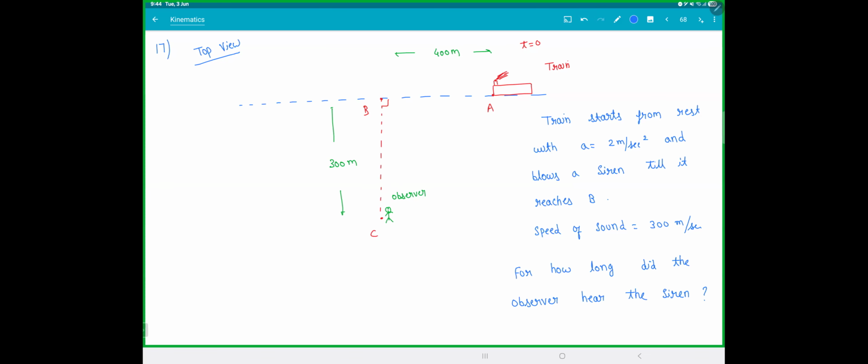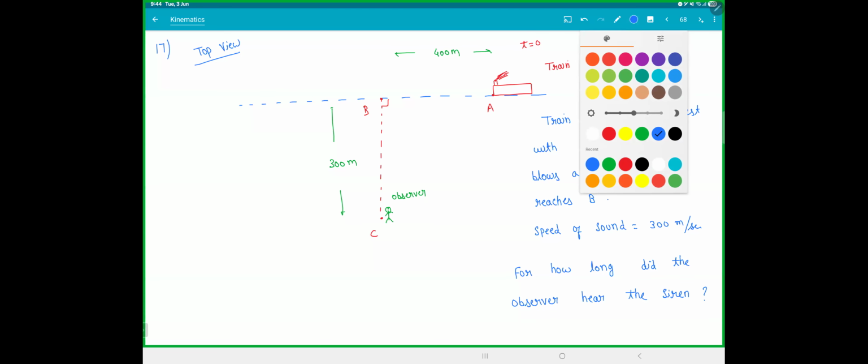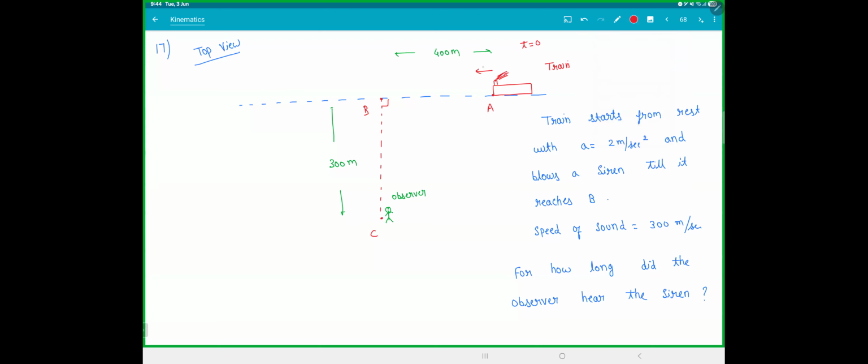You can listen to the story. The train starts at point A with an acceleration of 2 meters per second square. Initial velocity is 0. In this process, the driver switches on the siren from A to B. At point B, he switches off the siren. The question is, for how long did this observer hear the siren?